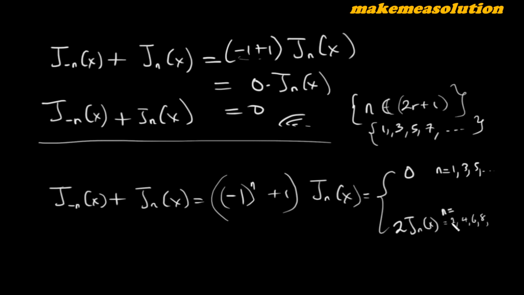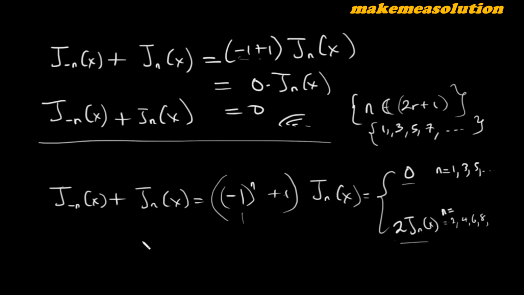So when n is an even number, (-1) raised to the power of an even number will be 1. So 1 + 1 will be 2, and 2 J_n(x). So this is the case for even numbers, and this is the case for odd numbers.